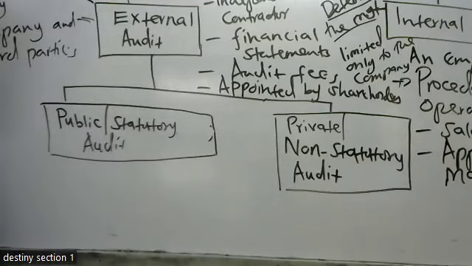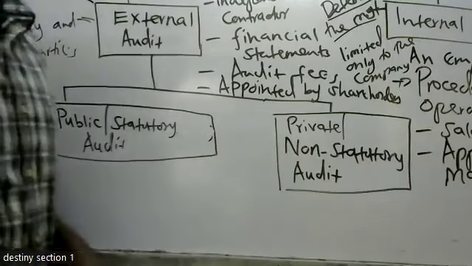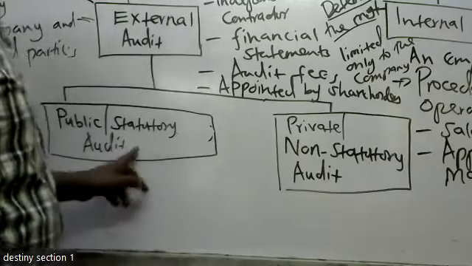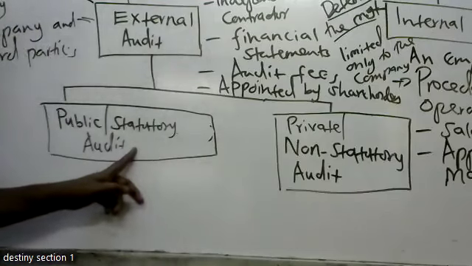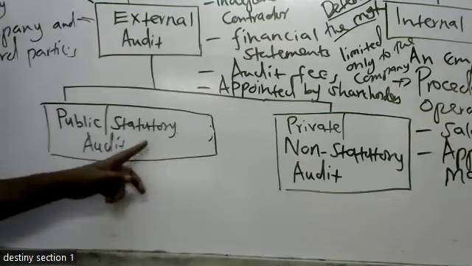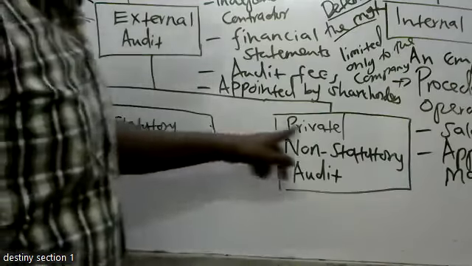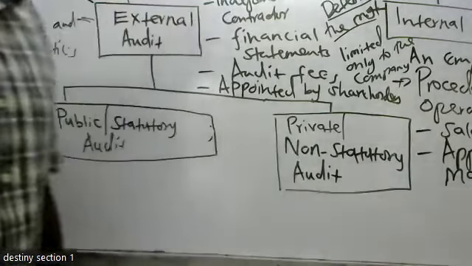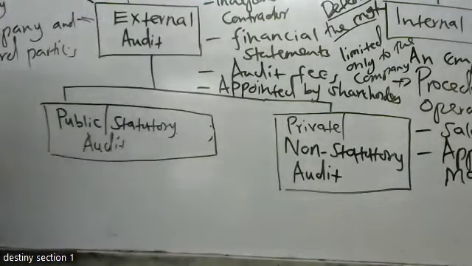The other one, as far as the document is concerned: the public audit report is a public utility document. In the private audit case, it is not a public utility document.